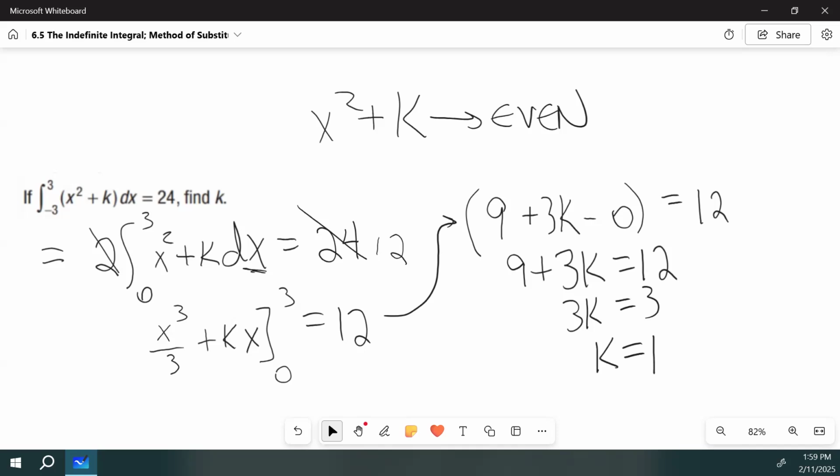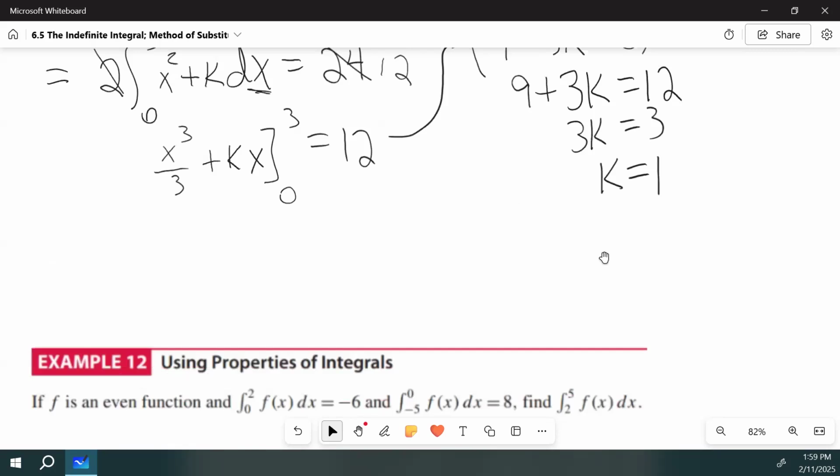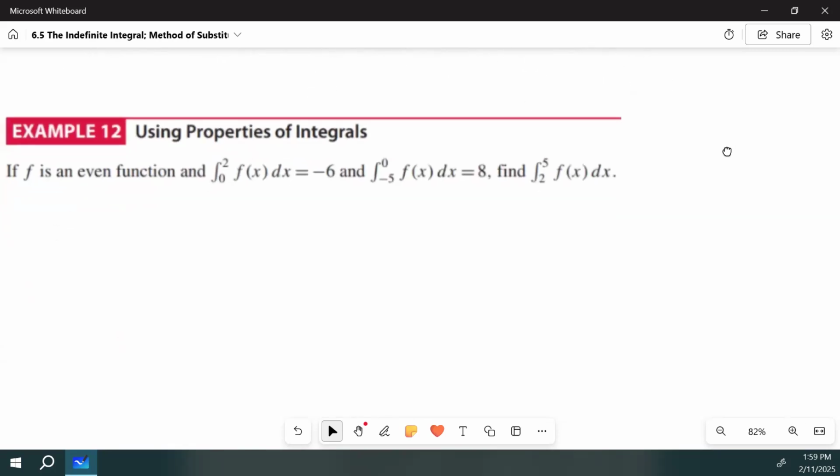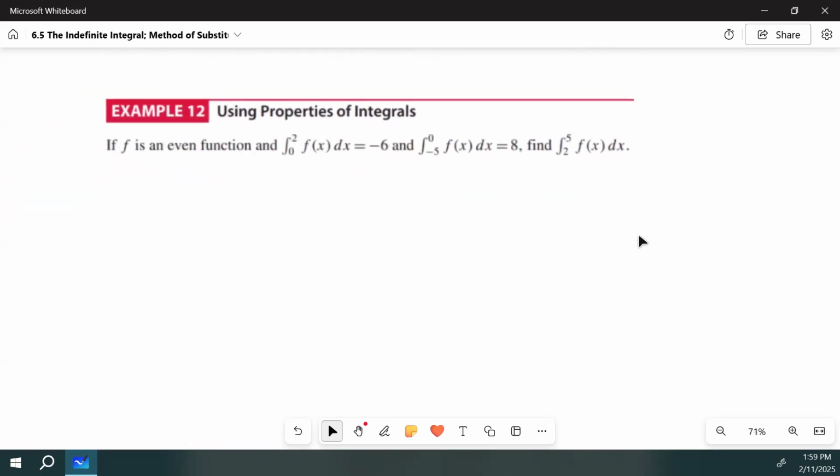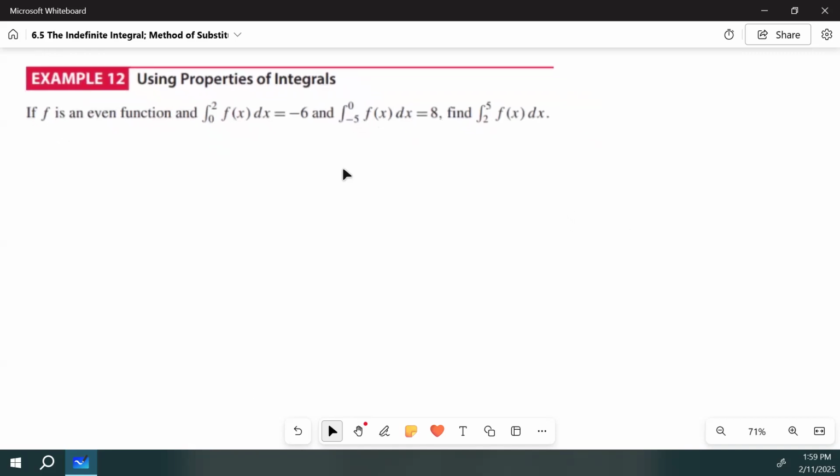All right. Well, that's about it for this section, guys. Actually, I have one more I want to show you because this kind of problem often comes up on the AP exam. If we're using properties of integrals, this says f is an even function and the integral from 0 to 2 of f of x equals -6, and the integral from -5 to 0 of f of x equals 8. Find the integral from 2 to 5.